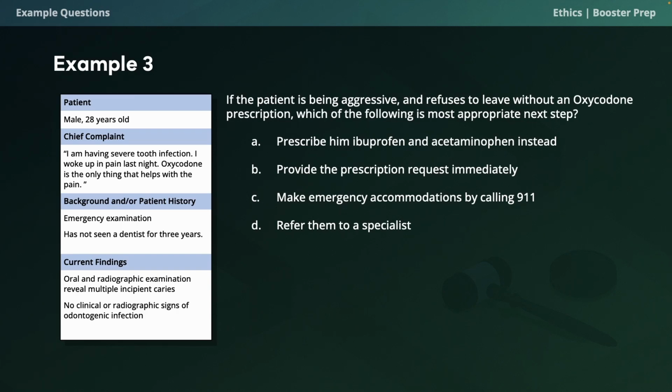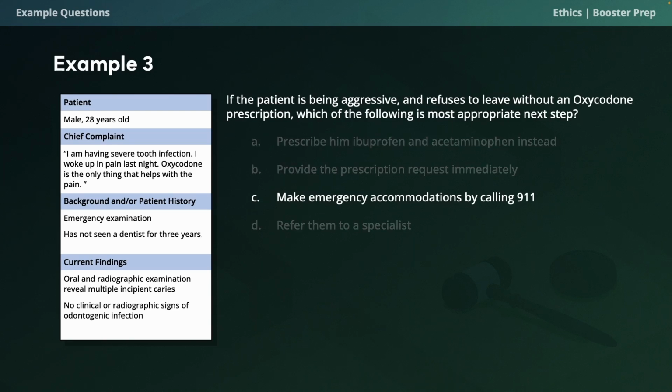Go ahead and pause it and think about this question. The correct answer here would be C. Make emergency accommodations by calling 911. As a patient with an emergency, this would be the best option in this situation.